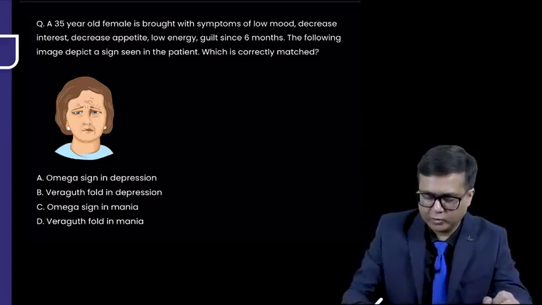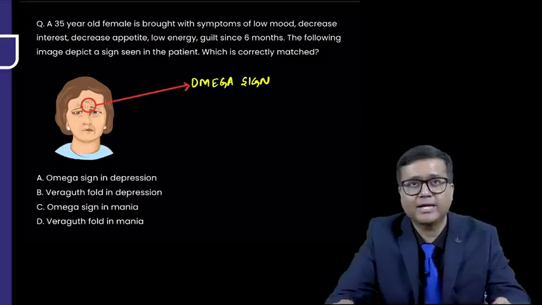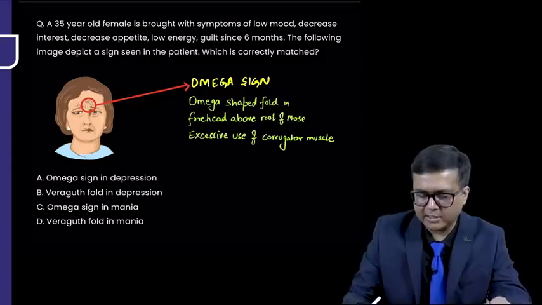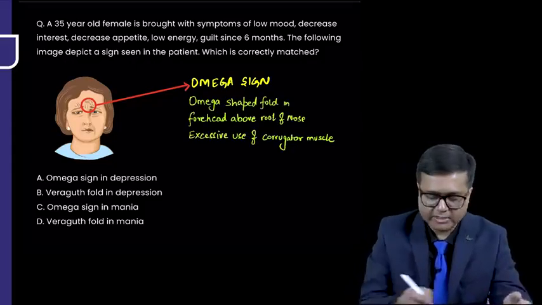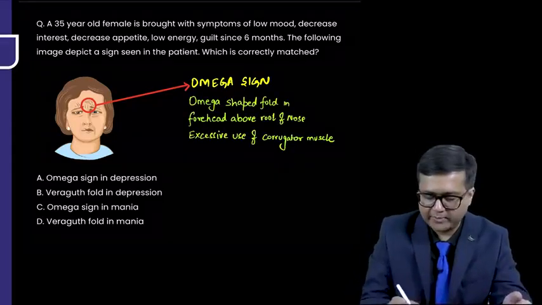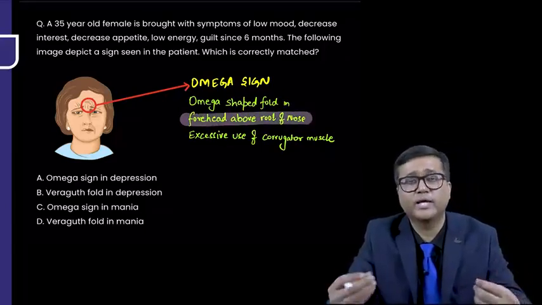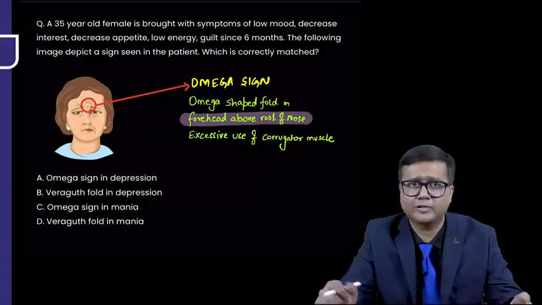Now if you see in the image, the patient is having some sign on the forehead. If you look carefully, what is this sign? This sign is known as omega sign. So what is omega sign? It's an omega-shaped fold which is seen on the forehead above the root of the nose as seen in the image, and it occurs because of excessive use of the corrugator muscle.